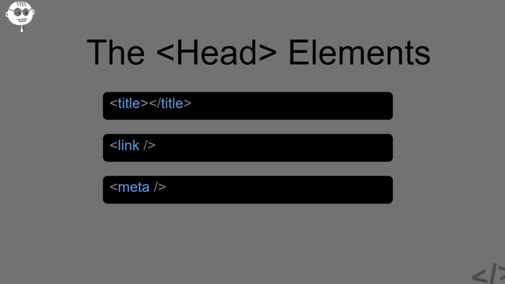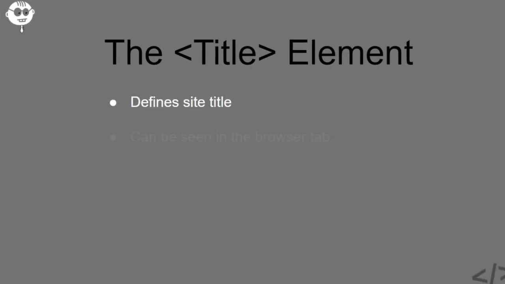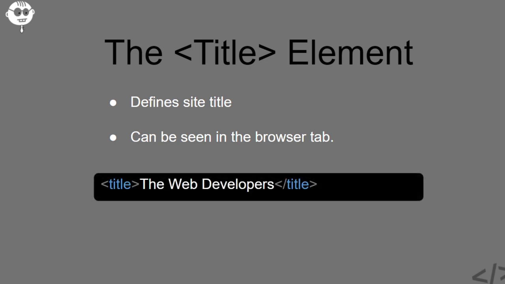Okay, so within the head element, you put the site's information. Here you can add the title, link, and meta elements. The title element takes its content and sets it to the site title, which you can see up in the browser tab. This is what setting the title to the web developers will give us.